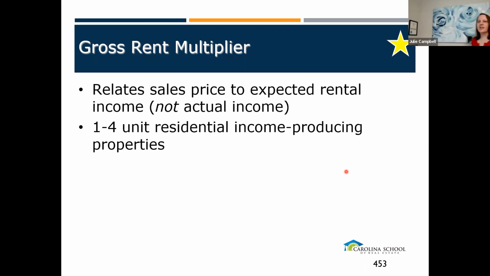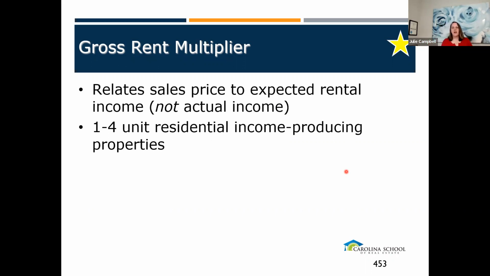And this looks at expected rental income. The investor is thinking about buying this apartment complex. They may not know for sure yet how much it produces, how much it collects, what its operating expenses are. So the GRM looks at expected rental income. And this is good for smaller units, 1 to 4 residential income producing properties.